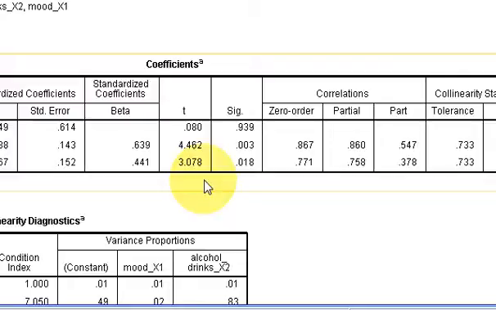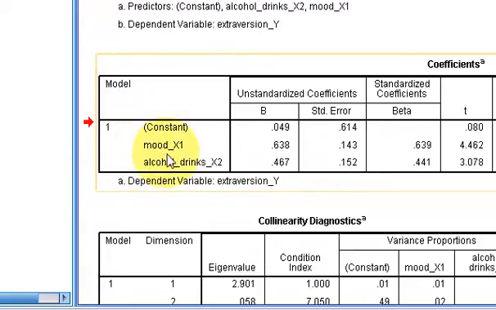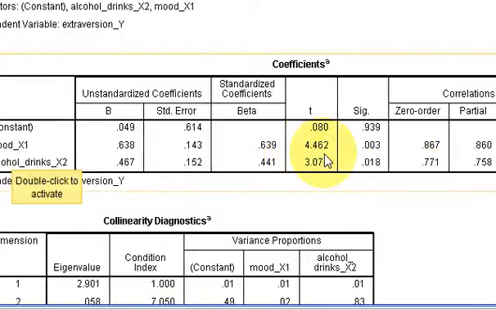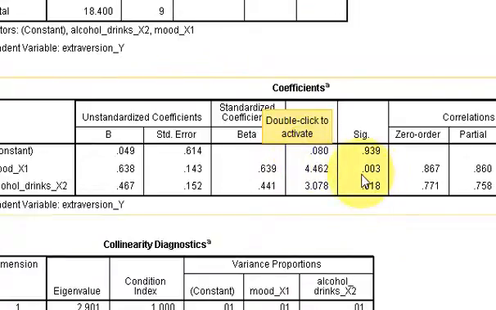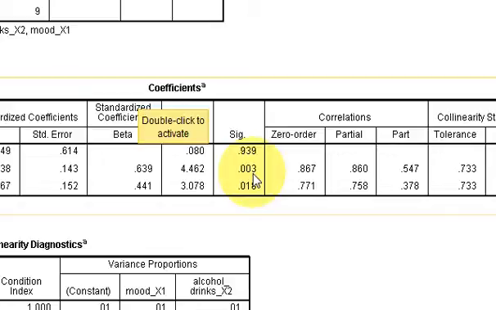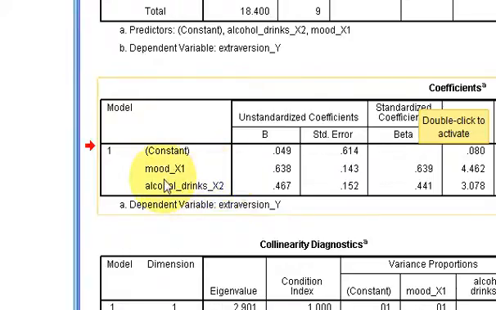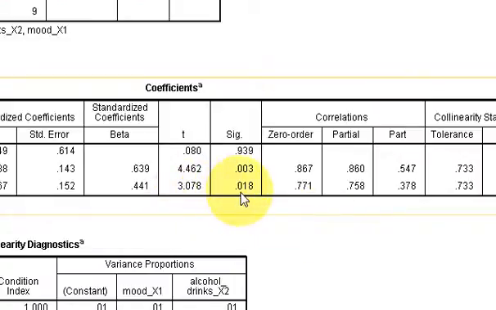To be able to tell whether or not they're doing anything significant, you can look at the t-test that's run. So we go to mood, okay, t-test, t-value of 4.462. For this t-test, you've got 7 degrees of freedom, which you have to get from up here. And the p-value for this t-test is 0.003. So that tells us that it's significant. That means that mood significantly accounts for a large proportion of the variance in our DV. Next, alcoholic drinks consumed, t-test of 3.078. The significance level is less than 0.05. So again, this means that the number of alcoholic drinks consumed does reliably and significantly account for how the DV is affected, which is level of extroversion.